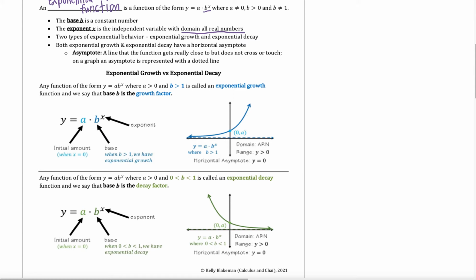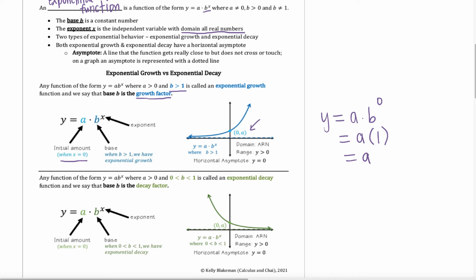Any function of the form y equals a times b to the x, where a is greater than 0 and b is greater than 1 is what we call an exponential growth, and we say that the base b is called the growth factor. So here I've got the equation written out. A is giving us our initial amount. That's what's happening when x is equal to 0. If we were to sub in 0 for x, we'd get y equals a times b to the 0. But we learned last semester that anything to the 0 power is equal to 1. So we would end up with a times 1, which just leaves us with y equaling a. And so this actually gives us our y-intercept on our graph here at (0, a).